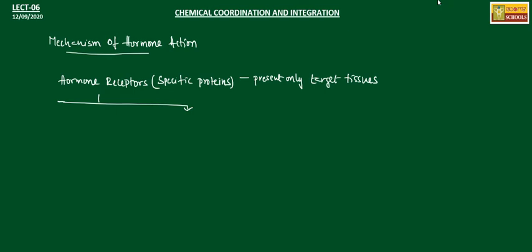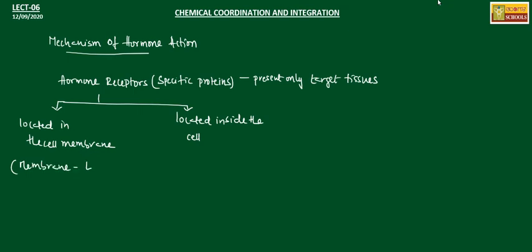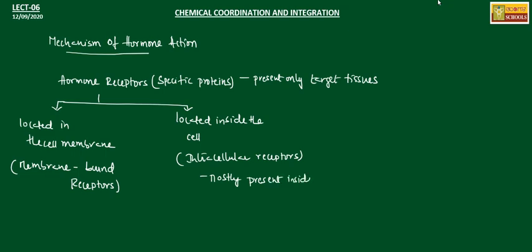So receptors may be located in the membrane, or they may be located inside the cell. If they are present in the cell membrane, they are called membrane bound receptors, or membrane receptors. Whereas the hormone receptors which are present inside the cell are called intracellular receptors. These intracellular receptors are mostly present inside the nucleus. Of course, there are certain receptors which may be present in the cytoplasm also, but mostly these receptors are present inside the nucleus. So they are called intracellular receptors.